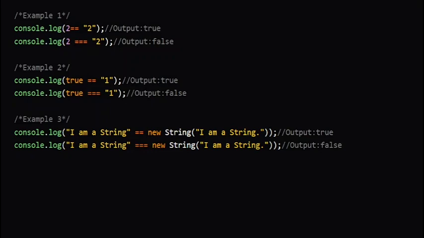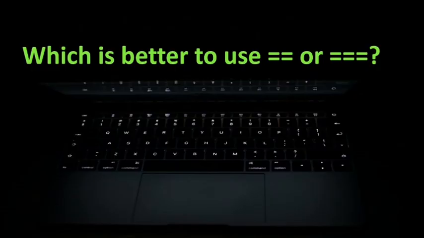So which one is better to use, double equal or triple equal? It is better to use triple equal, or strict equality, in your code because it will increase the clarity of the code and prevent any false positives.